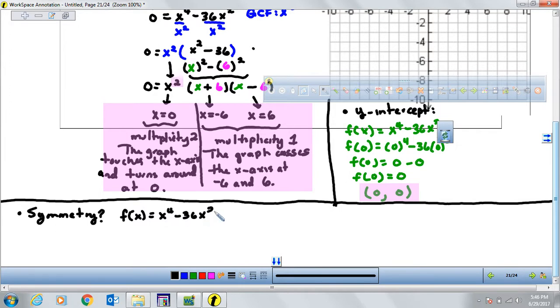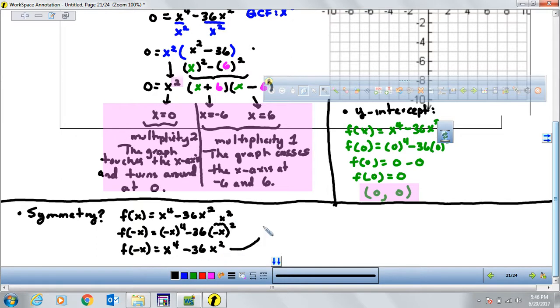So we're going to do the f of negative x test. I'm going to replace every x with a negative x. So it's negative x to the fourth power minus 36 times negative x to the second power. Negative x raised to the fourth power is going to give us a positive x to the fourth. Then negative x to the second power is going to give us a positive x squared. But then when we multiply times negative 36, it's going to end up being negative 36x to the second.